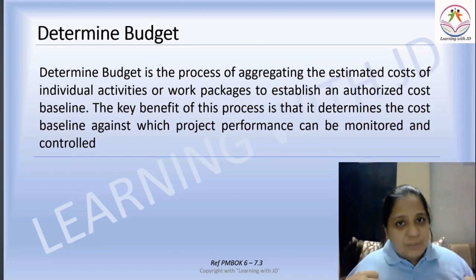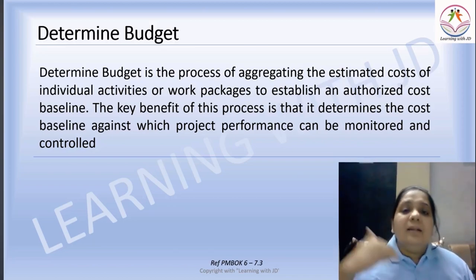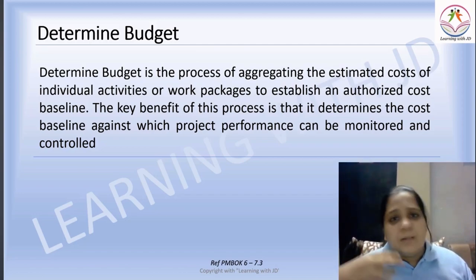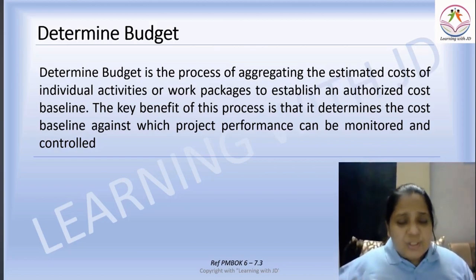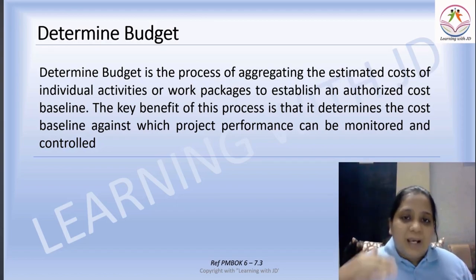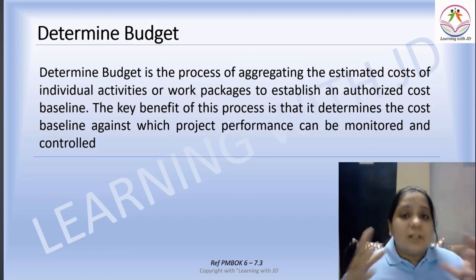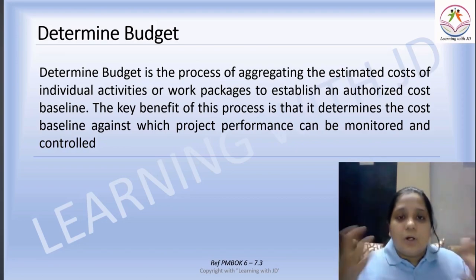We have to take all the costs of the individual activities, combine them, and then add certain more reserves to it, understanding what the complications and various steps are going to be. We'll take all that into consideration, and then we are going to determine our budget. The key benefit of this process is that it determines the cost baseline. We saw what the cost baseline is. It is the process in which we identify the cost baseline against which the project performance can be monitored and controlled. As a project manager, your job is always to monitor the baselines, right? And the cost baseline is one of the most important ones.